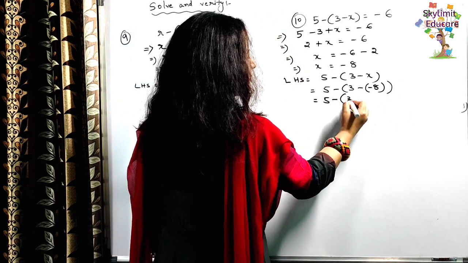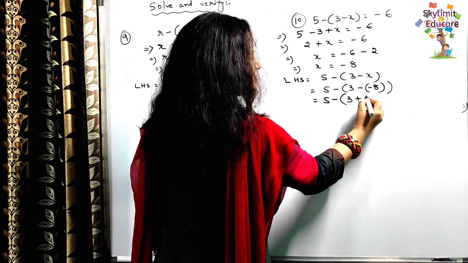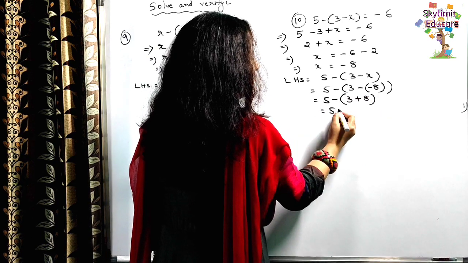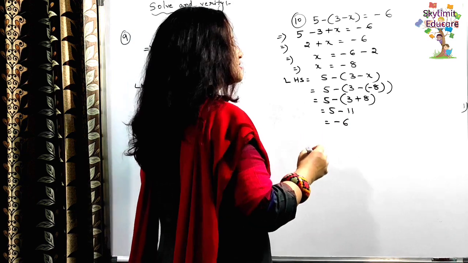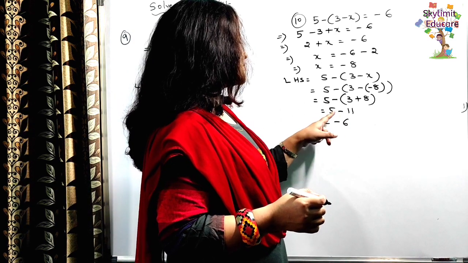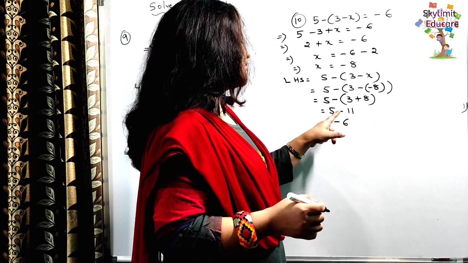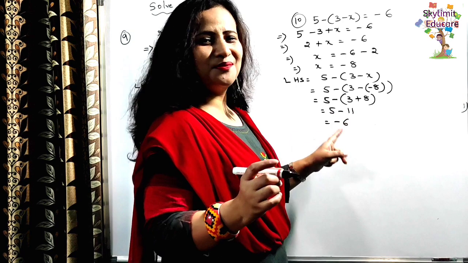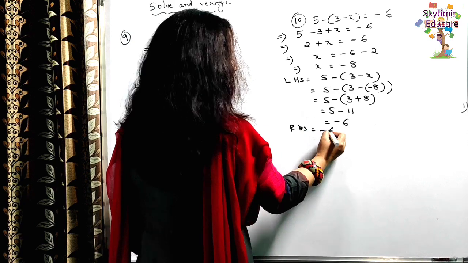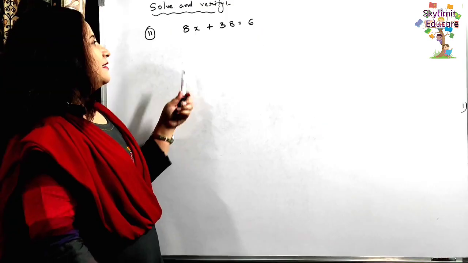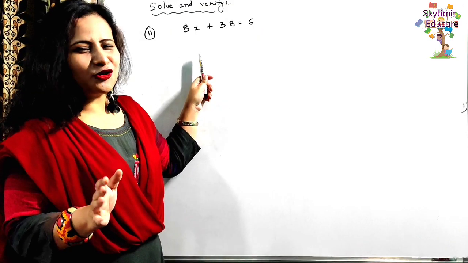Now minus into minus, plus 8. So 5 minus 3 plus 8 is 5 minus 11. How much we obtain? Minus 6. Because one is positive, other one is negative. Subtraction you will do. 11 minus 5, 6. Greater number is 11. Carrying what sign? Minus sign. Remember integers. And RHS already we are having what? Minus 6.